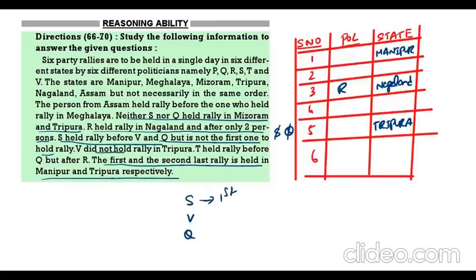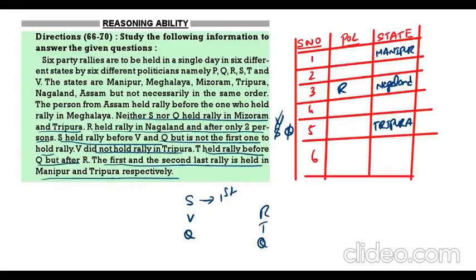V did not hold rally in Tripura. So here S won't come, Q won't come, V won't come. T held the rally before Q but after R.